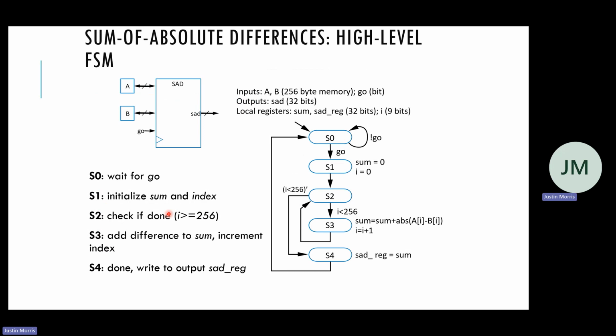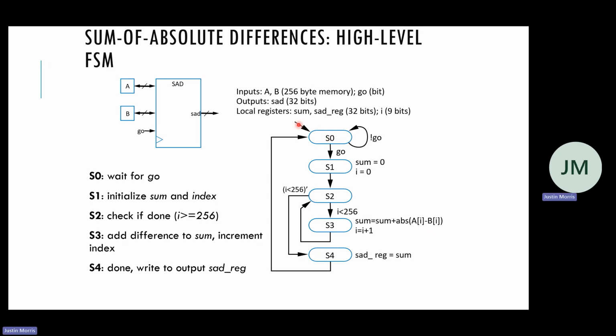So here is my high-level state machine to figure out if we need to send that frame or we can send the differences of the frames. First, we have inputs A and B. They're from memory, right? So A and B are some memory. And then we have this input go that says that we're going to start. And then we have SAD, which is sum of absolute differences. So this is our output. In terms of local register storage, we have the sum, and then we have the registered outputs. And we also have I, and I we're going to use to increment through the different pixels.